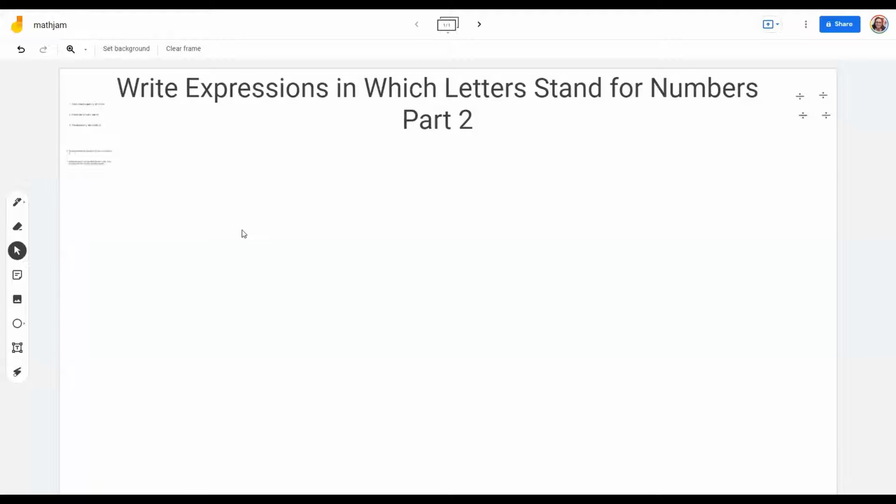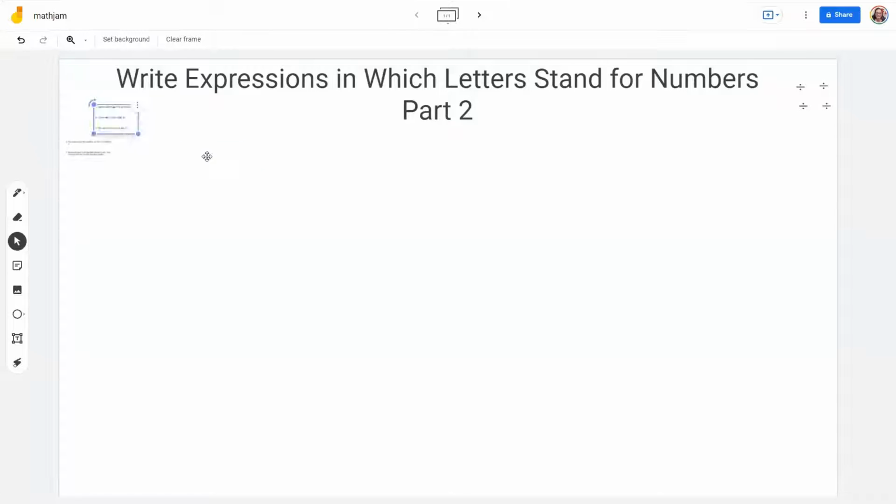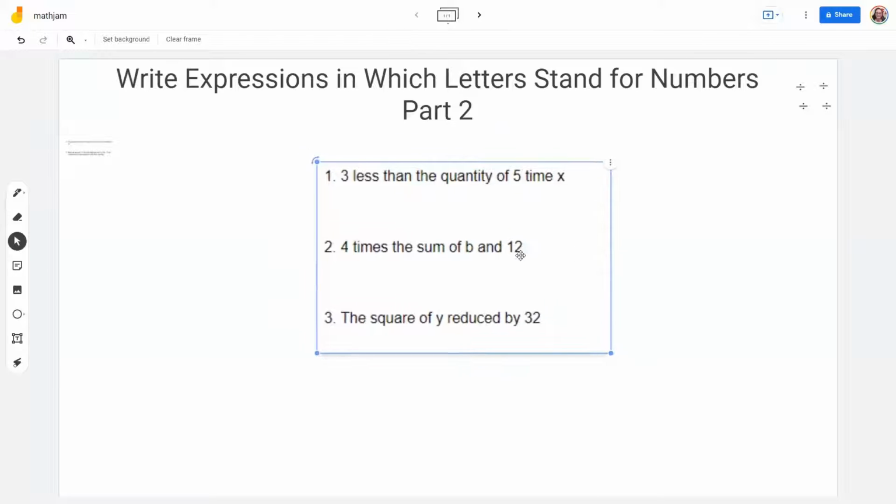Today we're going to be working on writing expressions in which letters stand for numbers. This is part 2. All right, and so let's go ahead and jump right in and take a look at what we are working with today.